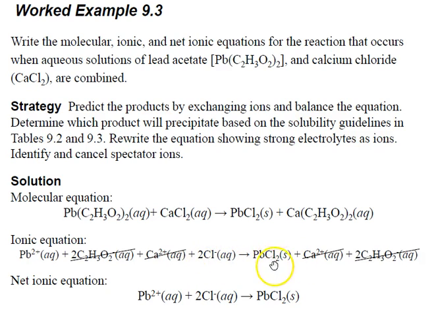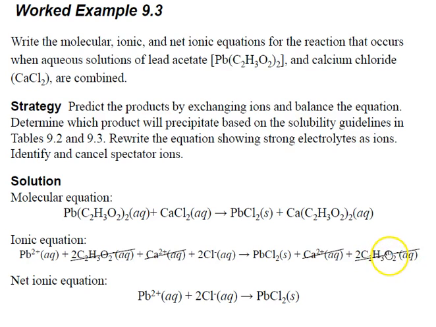This will form lead chloride. Notice how this is not separated. If it's a solid, then you need to leave it together. If it's aqueous, you can split it up. So this stays together. And then with the calcium acetate, as shown here, we have the calcium +2, and then the two parts of our acetate.